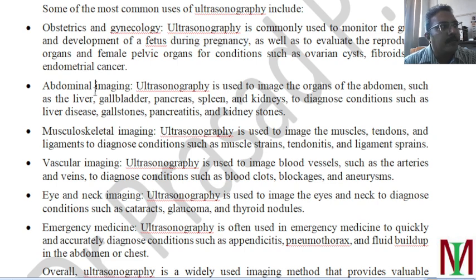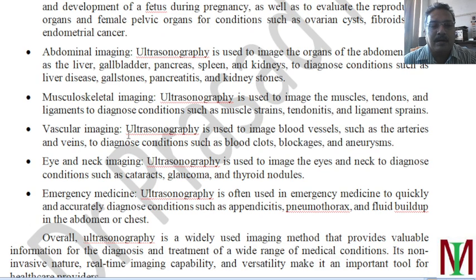Ultrasonic abdominal imaging covers the abdomen, such as the liver, gallbladder, pancreas, spleen and kidneys. These are terms we have heard. We use it to check, and if any diseases are there, such as kidney stones, they can be identified very easily. Musculoskeletal imaging images the muscles, tendons and ligaments to diagnose conditions such as muscle strain or ligament sprain.